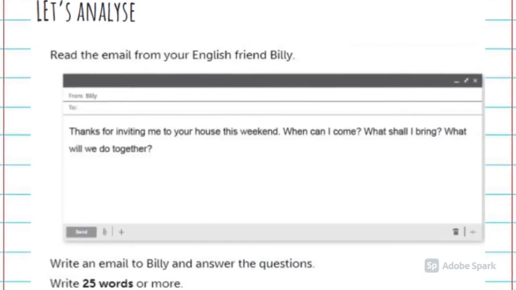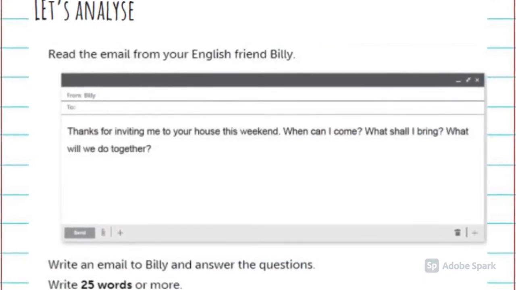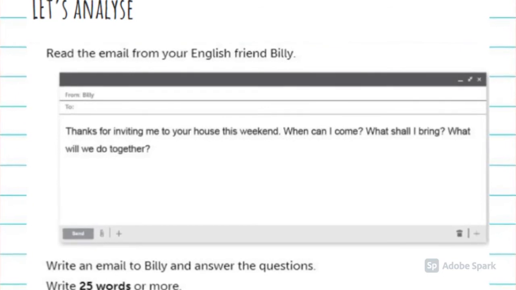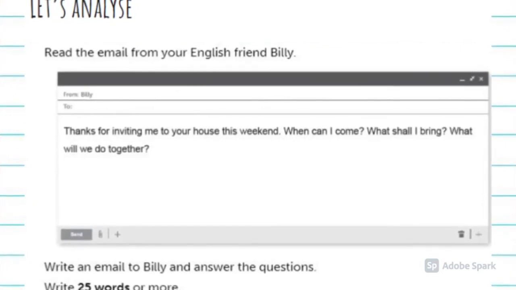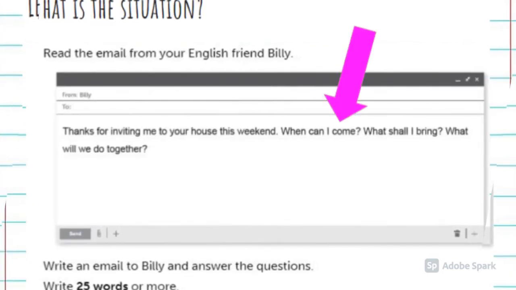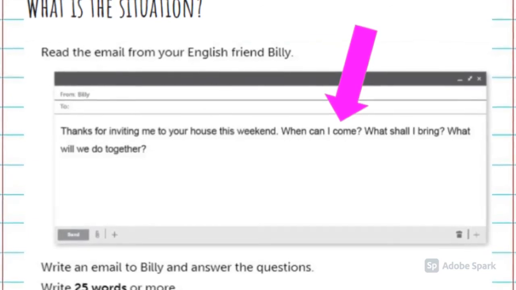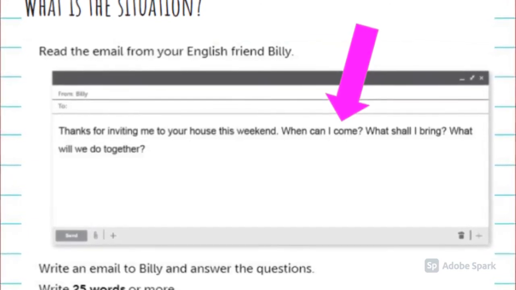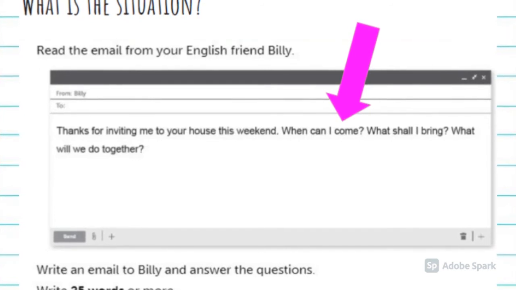This is an example of a task. As you can see, you have the instructions. Read the email from your English friend Billy. So that's how you know who you are writing to. Here the pink arrow shows the situation. Thanks for inviting me to your house this weekend.